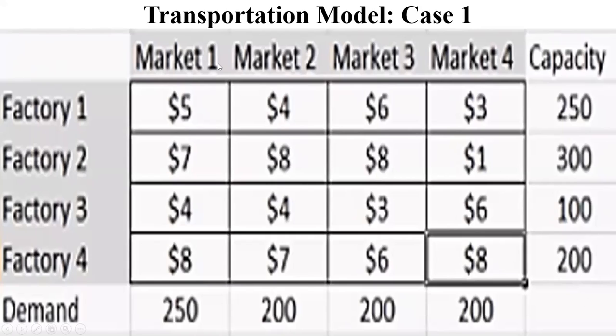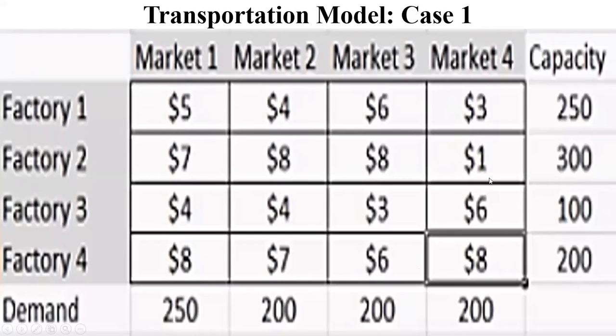So market demand is based on last year. Market 1 maximum demand is 250 tons. Market 2 demand is 200. Market 3 is 200 and market 4 also 200. If you are manufacturing at factory 1 and sending to market 1, how much does 1 ton cost? 5 rupees of transportation cost. If you are manufacturing at the first factory and sending to the fourth market, 3 rupees. All these are the transportation cost for 1 unit.